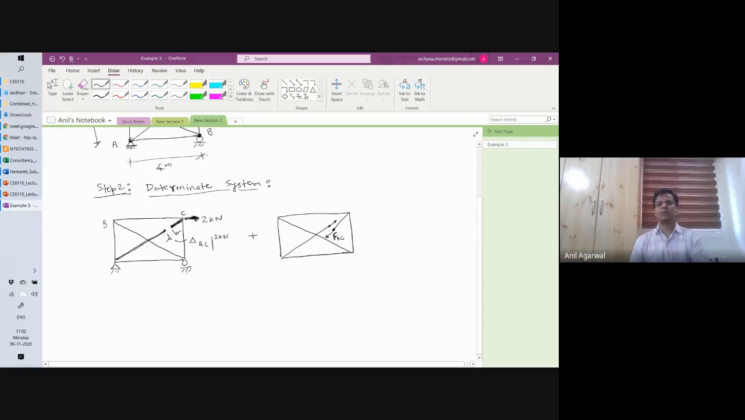Now here you have to be very careful how FAC is being applied. If you notice, I am not applying a single FAC. The force FAC is actually a force couple, right? It is acting on both sides of that member, and that is very, very important here.